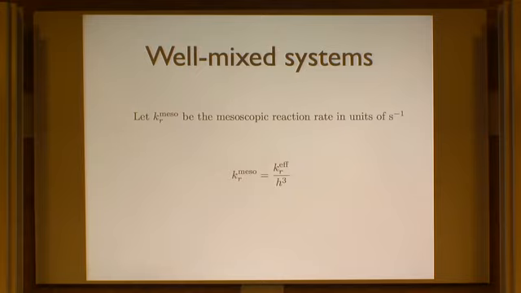One simple case is if you have a well-mixed system, basically. So either the diffusion is very fast or the reaction is very slow, I mean, the reaction is slow compared to the diffusion. So let k_r meso be the mesoscopic reaction rates, in units per second. Then for a well-mixed system, it will just be the effective rate scaled by the volume of the voxel, simply because if the system is well-mixed, the molecule is uniformly distributed.